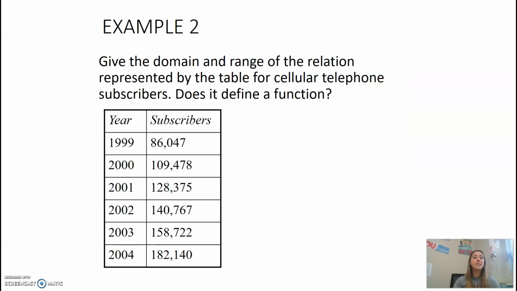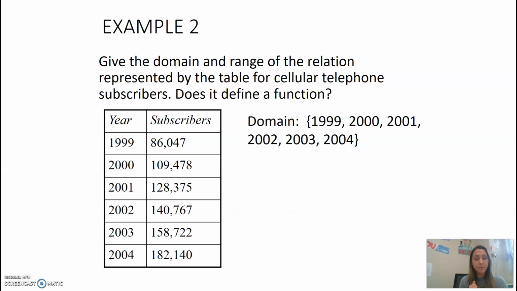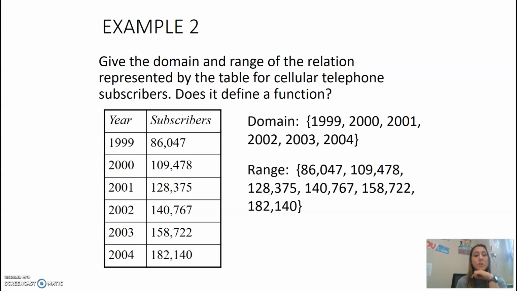So when we look at this example, I could give you something in a table. So go ahead and hit pause and put this in your table. And we want to put whether or not this defines a function. And then we also want to put what is the domain. So the domain for this one are going to be the years. The 1999, 2000, 2001, 2002, 2003, and 2004. And then we want to put our range, which are going to be all the subscribers. So the amount of subscribers.